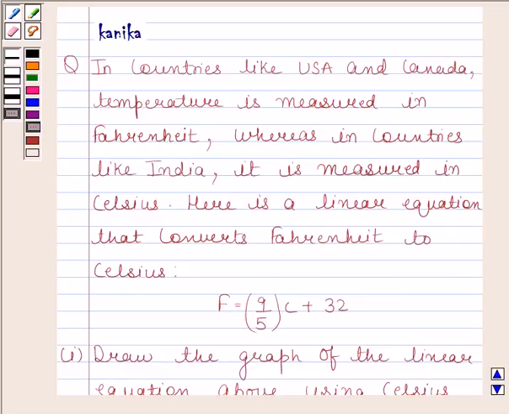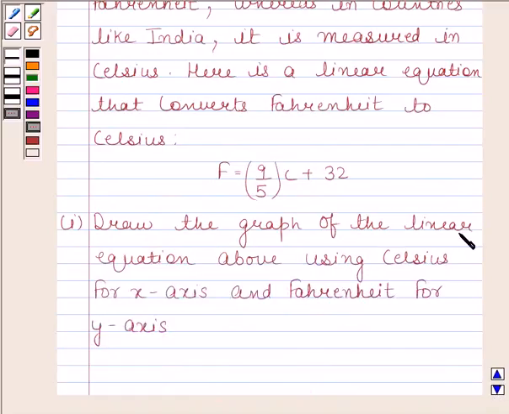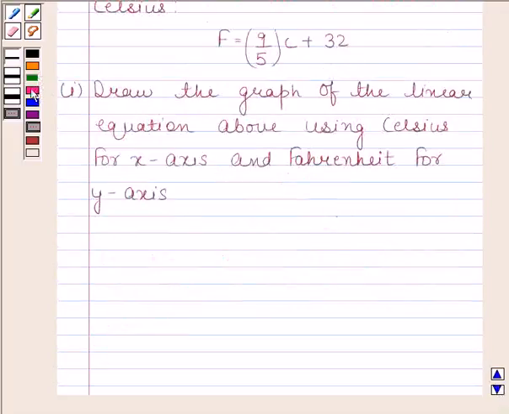The question says, in countries like USA and Canada, temperature is measured in Fahrenheit, whereas in countries like India, it is measured in Celsius. Here is a linear equation that converts Celsius to Fahrenheit: F is equal to 9 by 5 into C plus 32. First part is, draw the graph of the linear equation above using Celsius for x-axis and Fahrenheit for y-axis. Let's now begin with the solution.